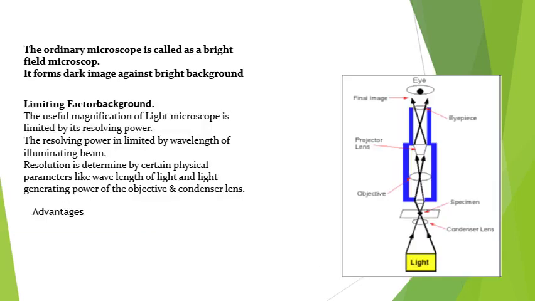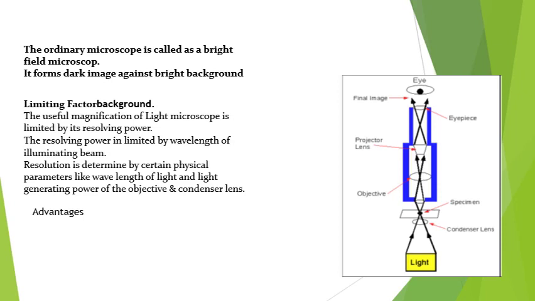So here we have a simple light field microscope, or bright field microscope. The ordinary microscope or general light compound microscope is called bright field microscope, because it forms a dark image against a bright background.